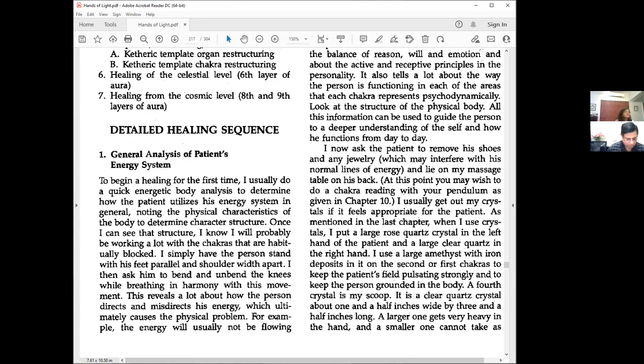General analysis of patient's energy system. To begin a healing for the first time, I usually do a quick energetic body analysis to determine how the patient utilizes his energy system in general, noting the physical characteristics of the body to determine character structure. So this is something we did in the previous chapter, where the shape of the energy field, right? Where is the congestion there? And we had those pictures, we posted on the group also. So she's referring to that, to understand where the person is coming from.